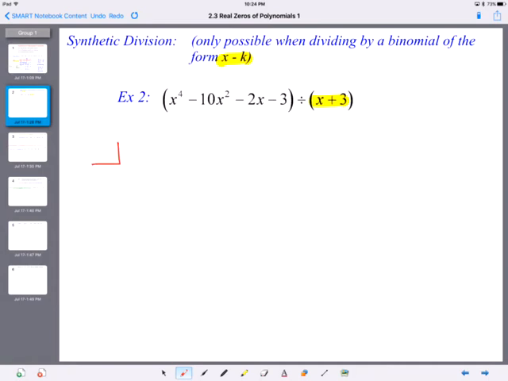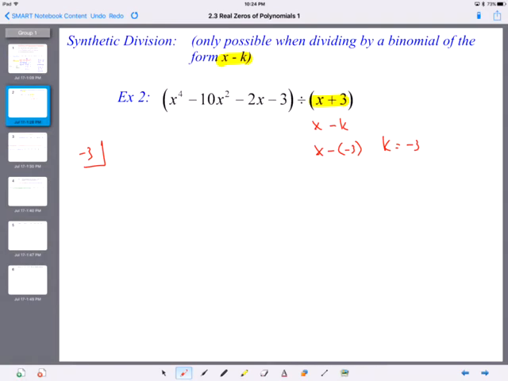In this box over here, we want to write what x minus k is. We want the k value right here. So what would that be in this example? If it's x plus 3, then x minus negative 3, that means k is equal to negative 3. So we have this box over here, there's going to be a negative 3, that's your k value.